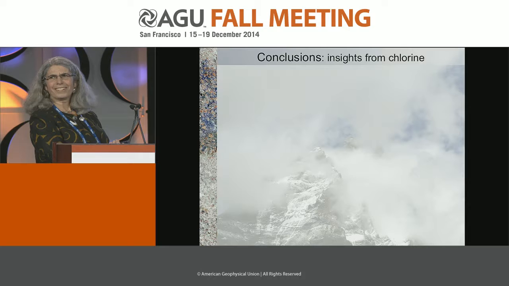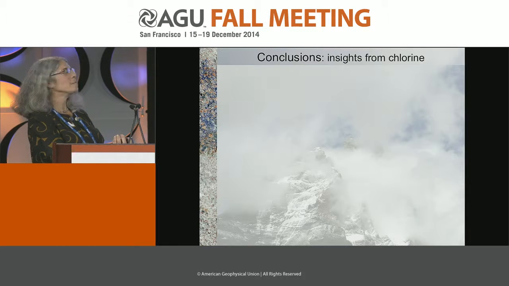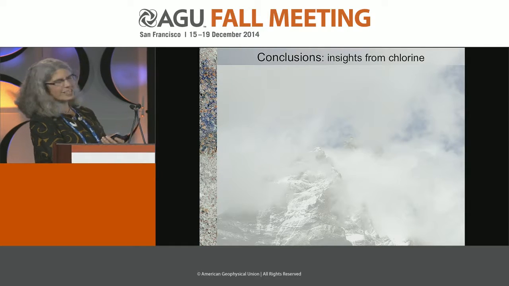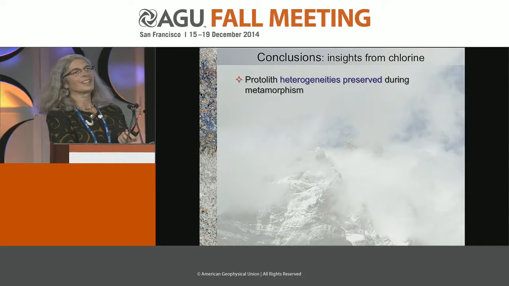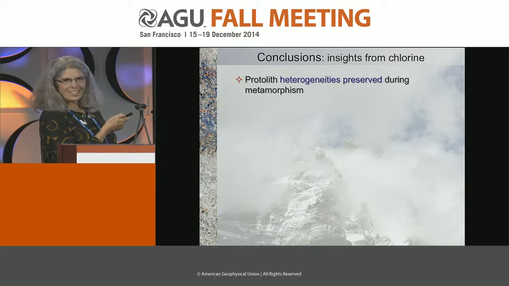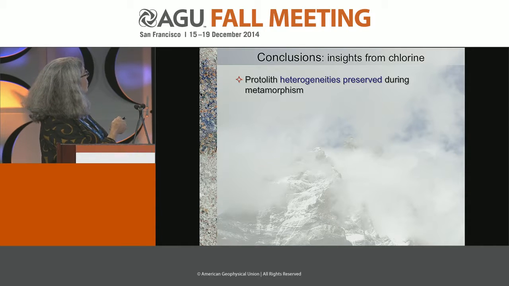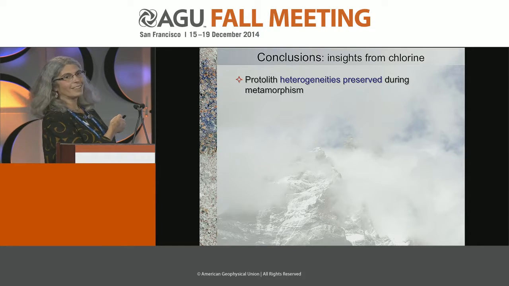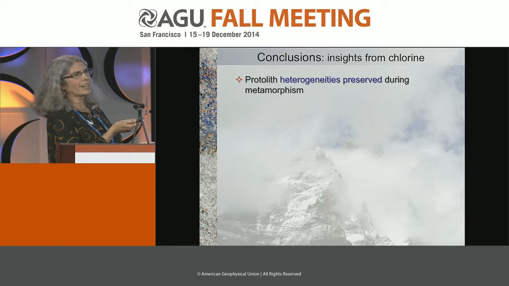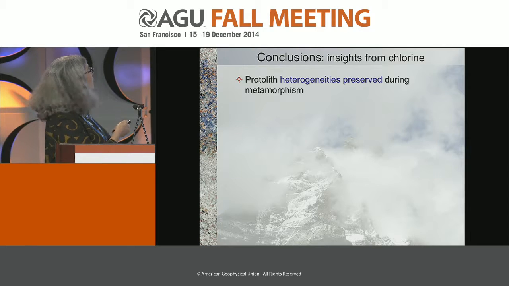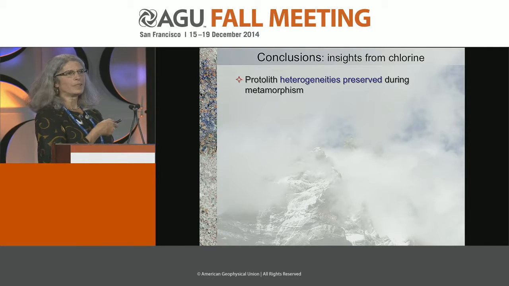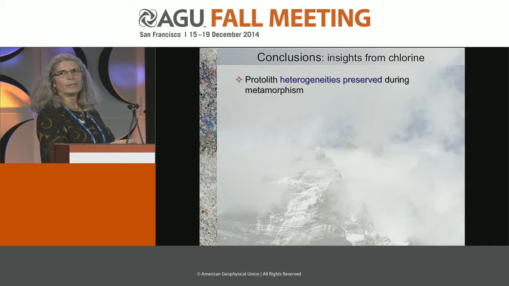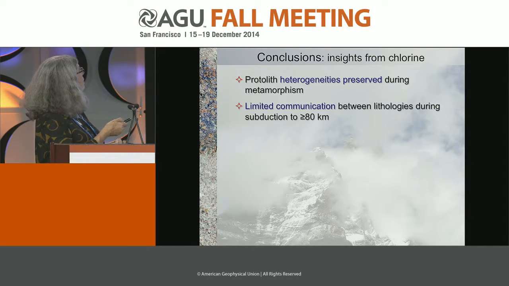All right, that was a lot. Let's see if I can sum all of this up. So what are some of the things that we learned from looking at chlorine? First of all, when we look at sedimentary rocks, or I would extend this to any types of rocks, protolith heterogeneities are present, generated at low temperature in the case of the sediments, things happening in the sedimentary depositional environment. And those heterogeneities are preserved throughout metamorphism. There's no fractionation when fluids are released from those rocks.